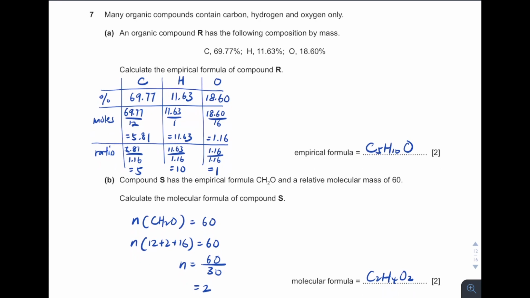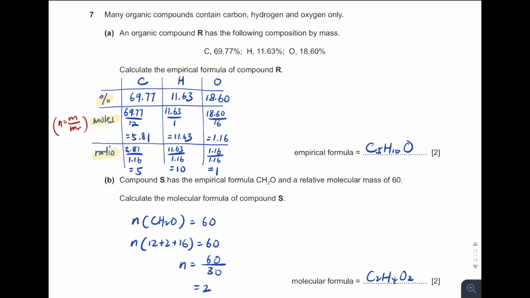Okay, then, empirical formula. Remember, when it comes to the empirical formula, you have to show the working, because the working carries marks. So you see, three easy steps. You need the percentage, the moles, and the ratio. The percentage is given to you here. For the moles, the formula to be used in the moles calculation is always n equals m over Mr. Treat the percentage as the mass. So these are the moles that you obtain.